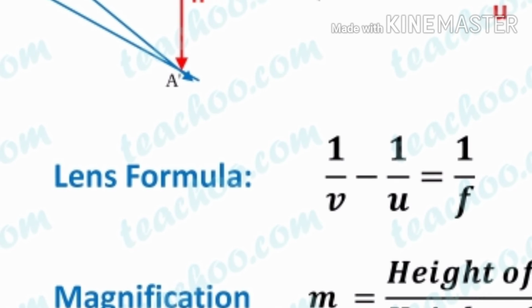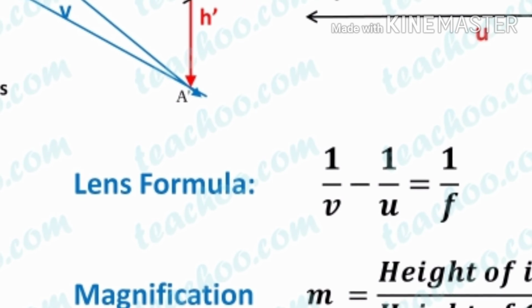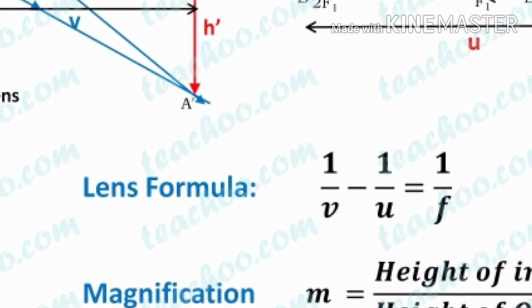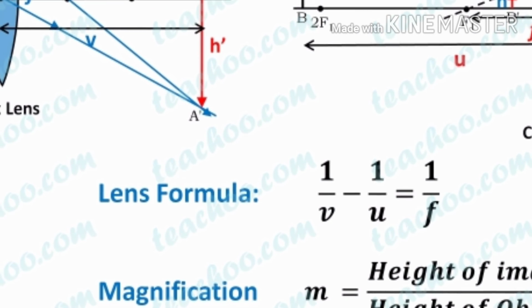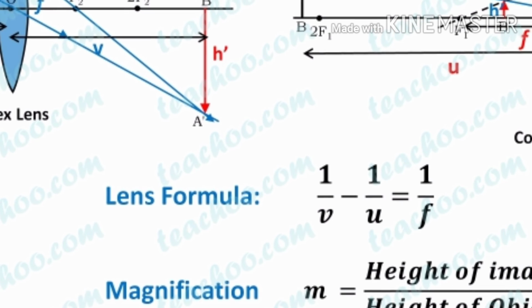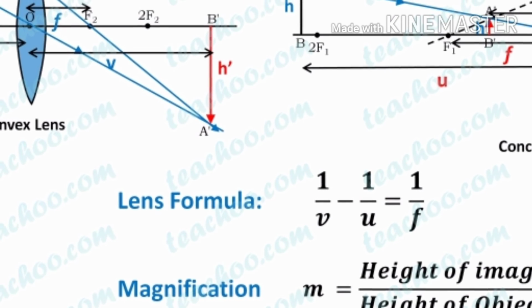As we have a formula for spherical mirrors, we also have a formula for spherical lenses. This formula gives the relationship between object distance u, image distance v, and the focal length f. The lens formula is expressed as 1 by v minus 1 by u equal to 1 by f.